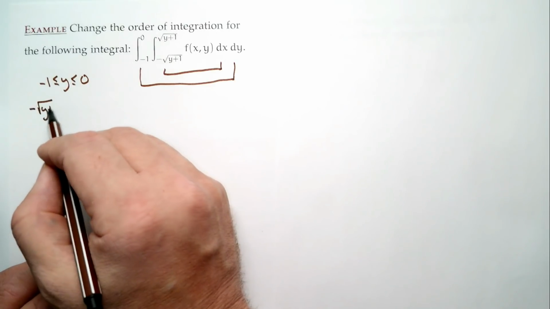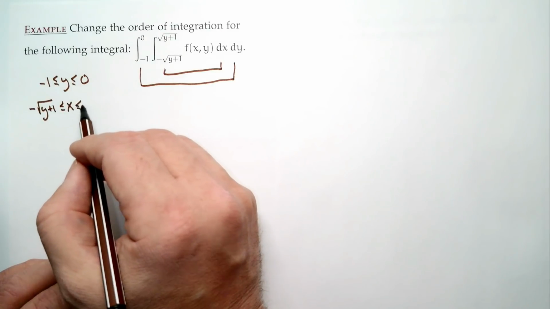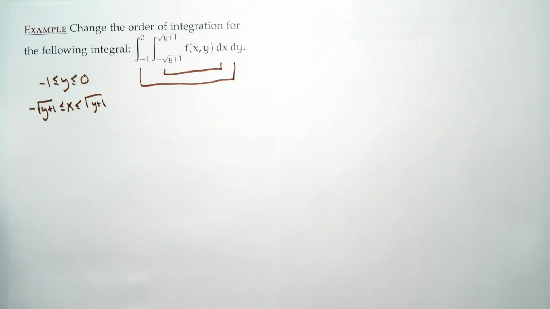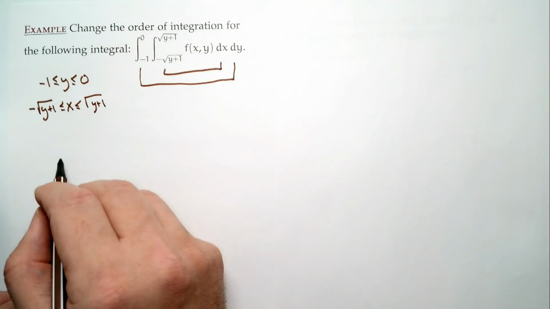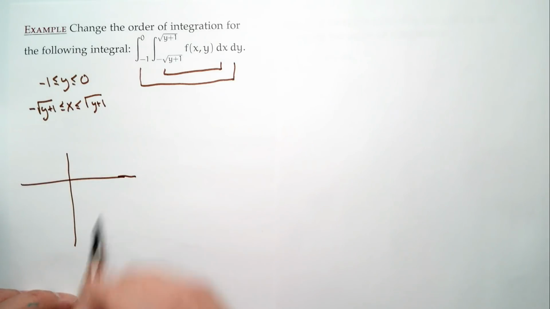Negative square root of y plus 1 is less than or equal to x is less than or equal to square root of y plus 1. Okay. Well, let's sketch our picture. We're going to be mostly negative. All right. So let's think about the curves.